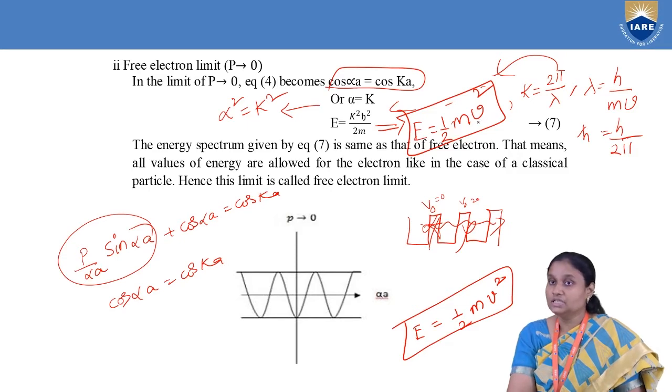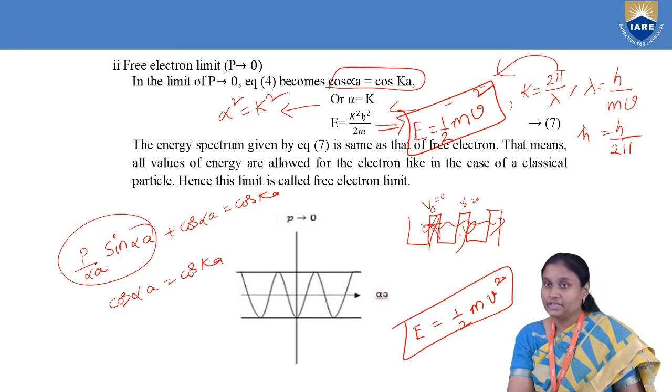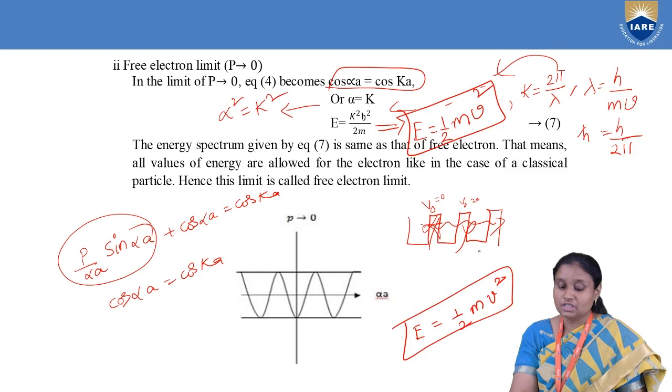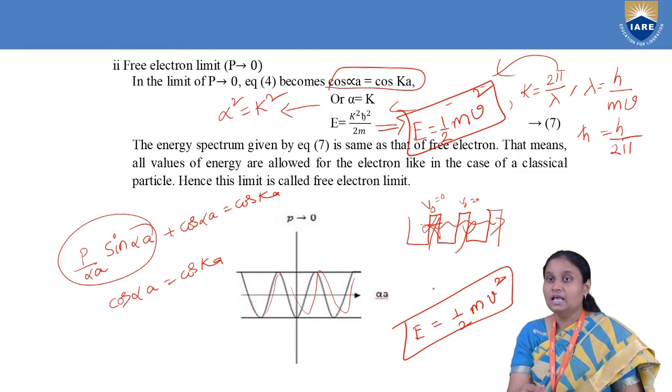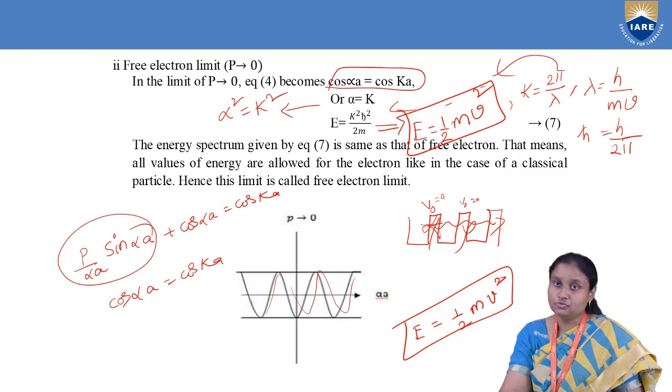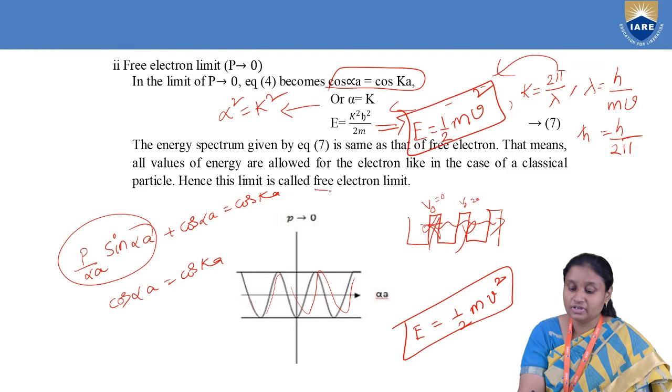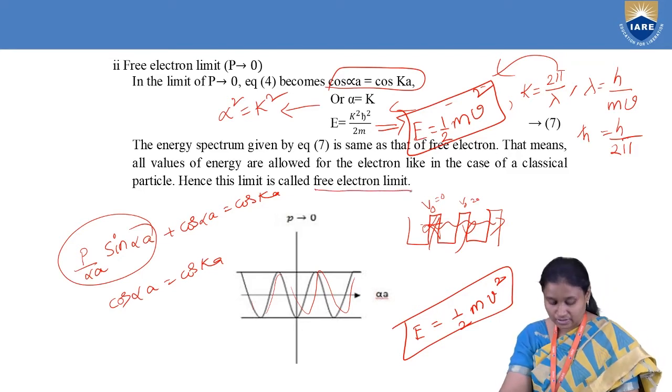What do you mean by potential energy being 0? It means that there is no barrier, and your electron is a free electron. So as you can see, there is no shaded region and unshaded region. We are showing waveform everywhere. It means that the electron is free to move through the crystal. So this will give rise to the free electron limit.